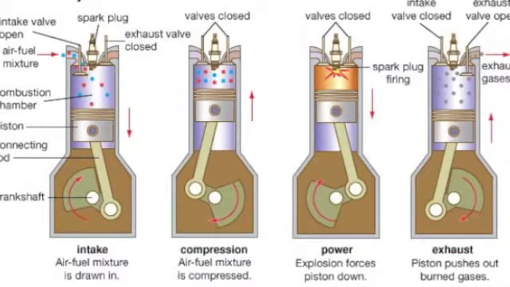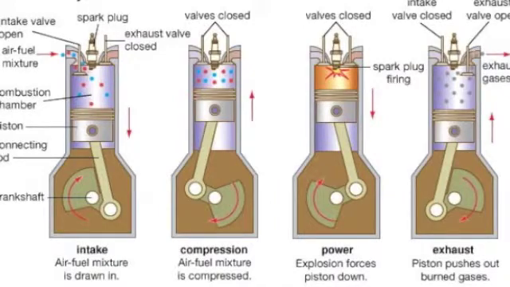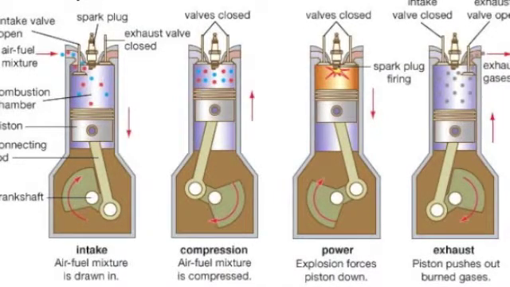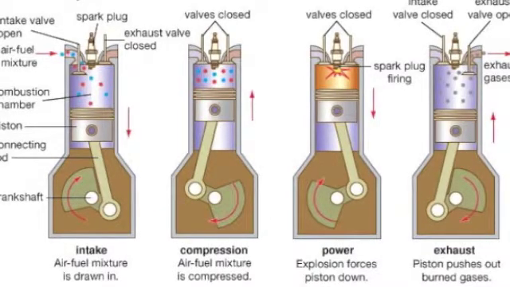The fourth and final stroke is called the exhaust stroke, in which the exhaust valve opens, the piston shoots upward, pushing all the gases out of the exhaust valve, and then the piston is in the minimum volume position, allowing for the whole process to start over again.